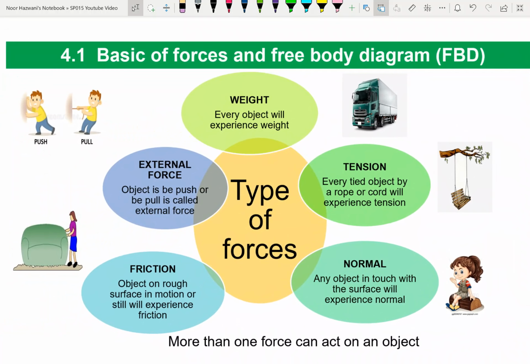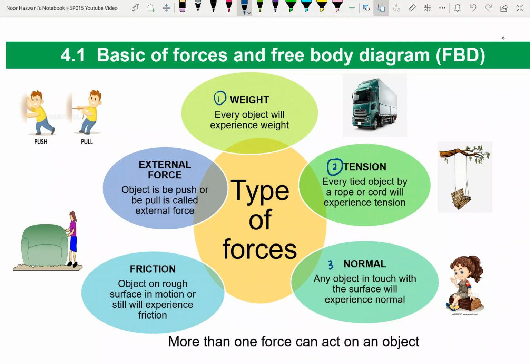So basically, we have 5 basic forces. Okay, number 1, we have weight. So every object will experience weight. So kalau you diberi soalan, dia suruh you identify forces, weight is the first forces yang you have to identify. Sebab semua objek dalam dunia ni mesti akan ada weight. Okay. So number 2, the force we call it as a tension. So tension ni bila masa dia ada? Bila you nampak objek tu terikat pada rope, cord ataupun string. So the object will experience tension.